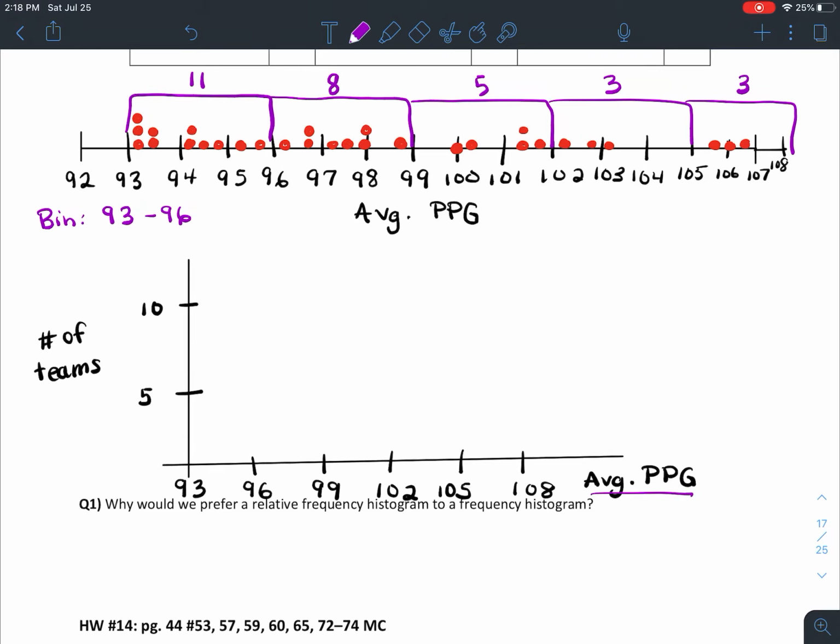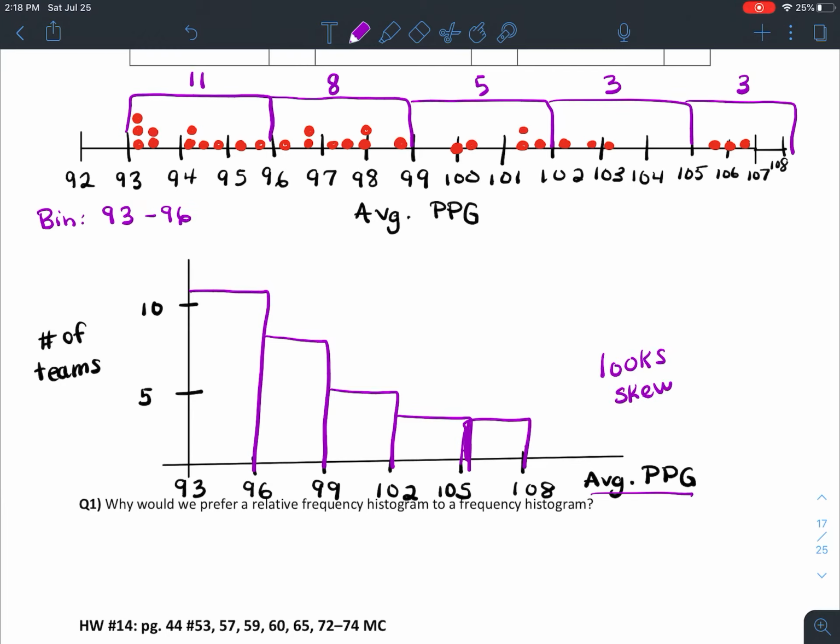Okay, so I've got this set up here. The average points per game is along the x-axis. The number of teams is along the y-axis. That's my frequency. And we said there were roughly 11 in the first one, about 8 in the next bin, 5 in the next one, and 3 followed by another 3. Something kind of like that.